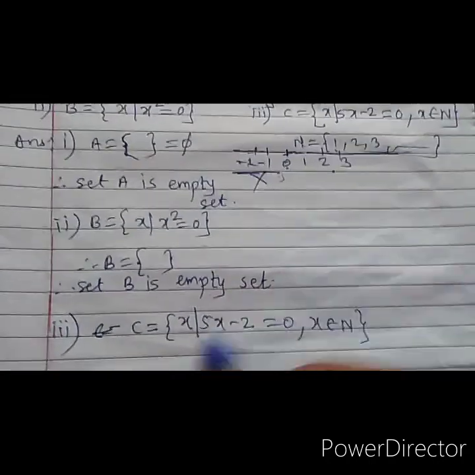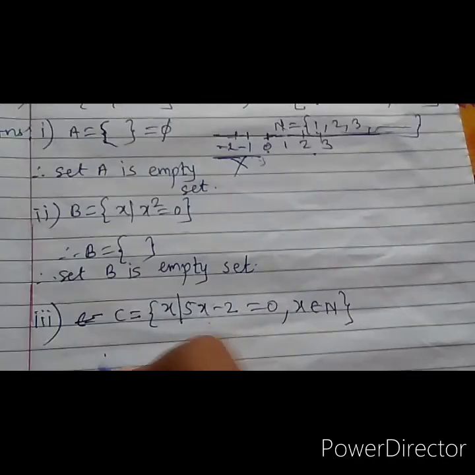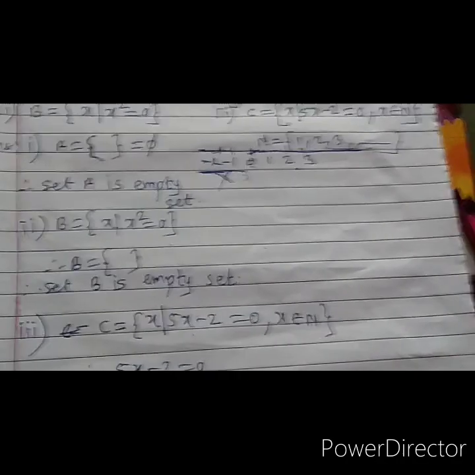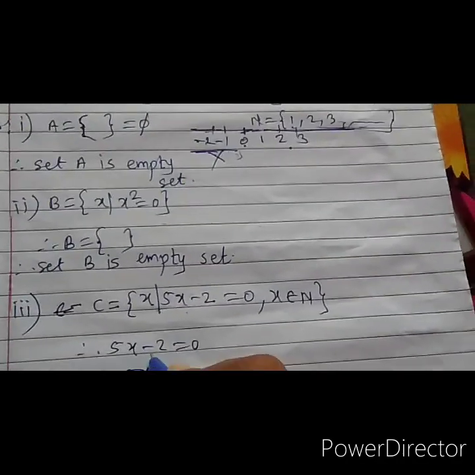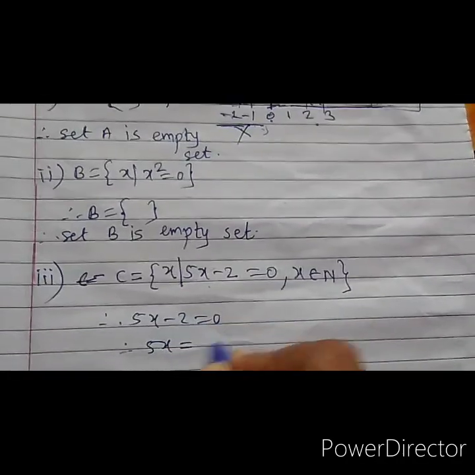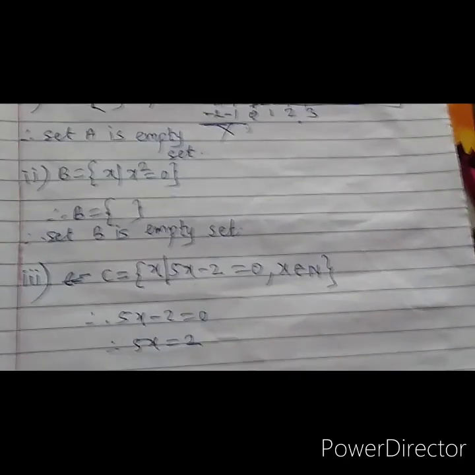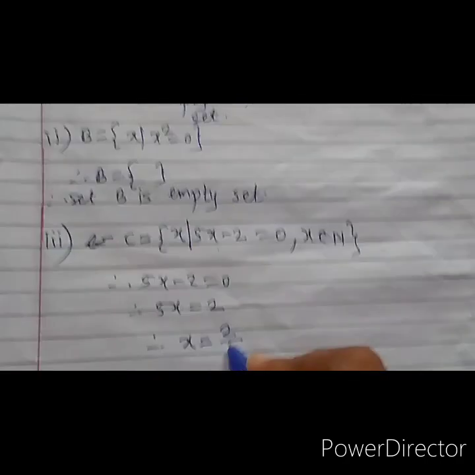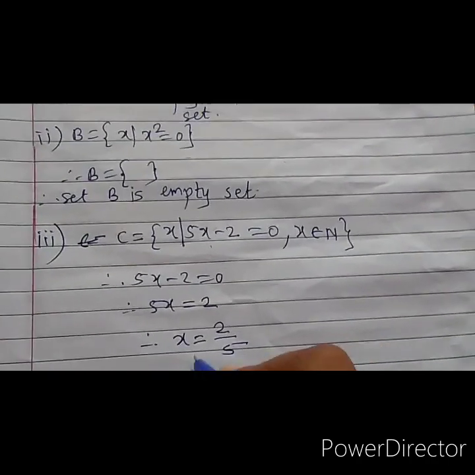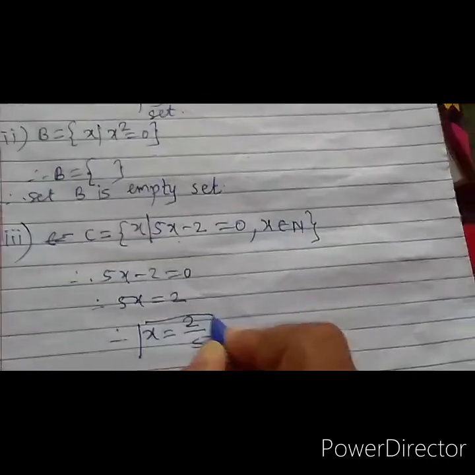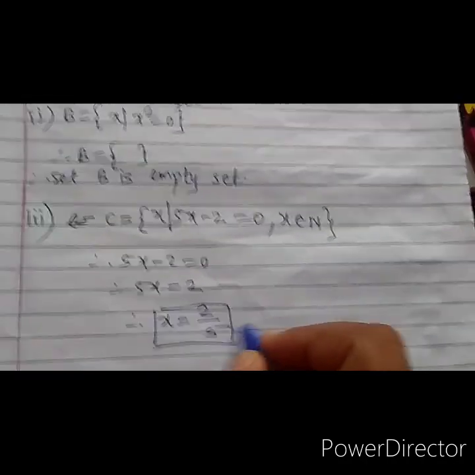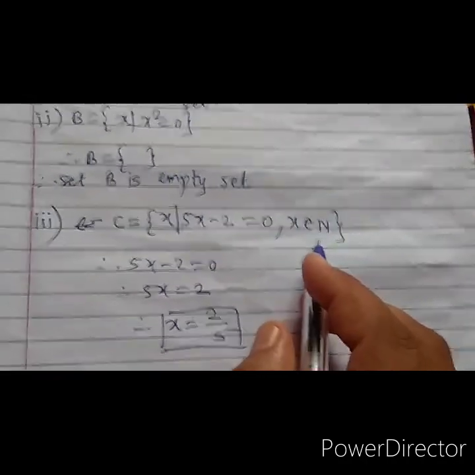Now we have to find the value of x. 5x minus 2 is equal to 0. Therefore 5x is equal to, after shifting this value to the right hand side, plus 2. Therefore x is equal to 2 upon 5. Now here we got x is equal to 2 upon 5, and 2 upon 5 is a rational number. It is not a natural number.